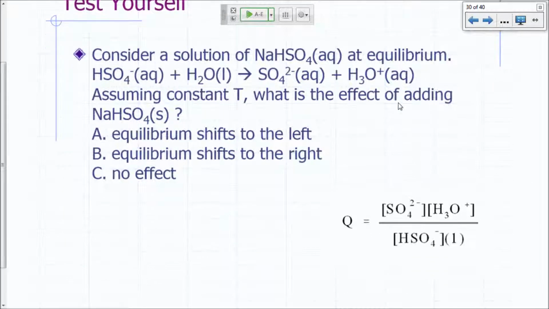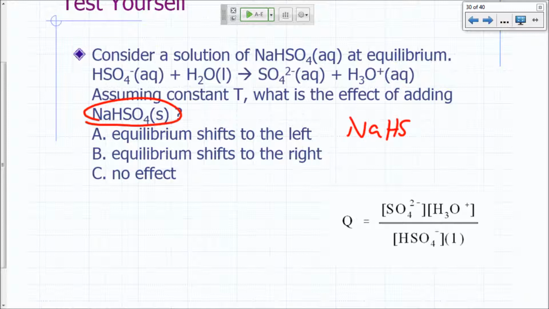Let's look at this same equilibrium reaction. What if you add sodium bisulfate solid? This is going to be a source of what? What does this do in water? It dissociates and gives you sodium ions and bisulfate ions. So will the reaction shift to the left or to the right?